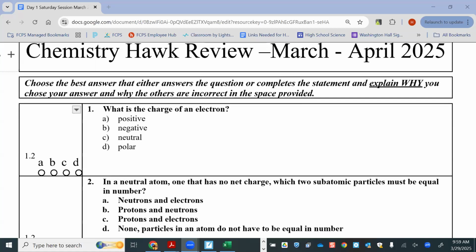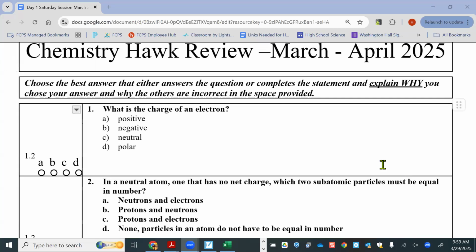Charge with an electron, negative. Charge with a proton, positive. Charge with a neutron, that's just equal. Charge with a nucleus, positive. Okay.